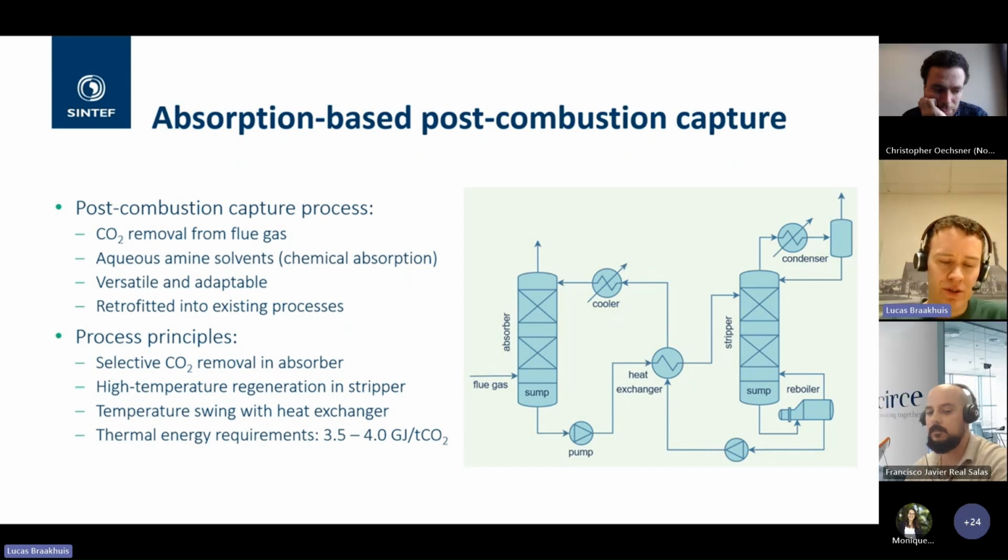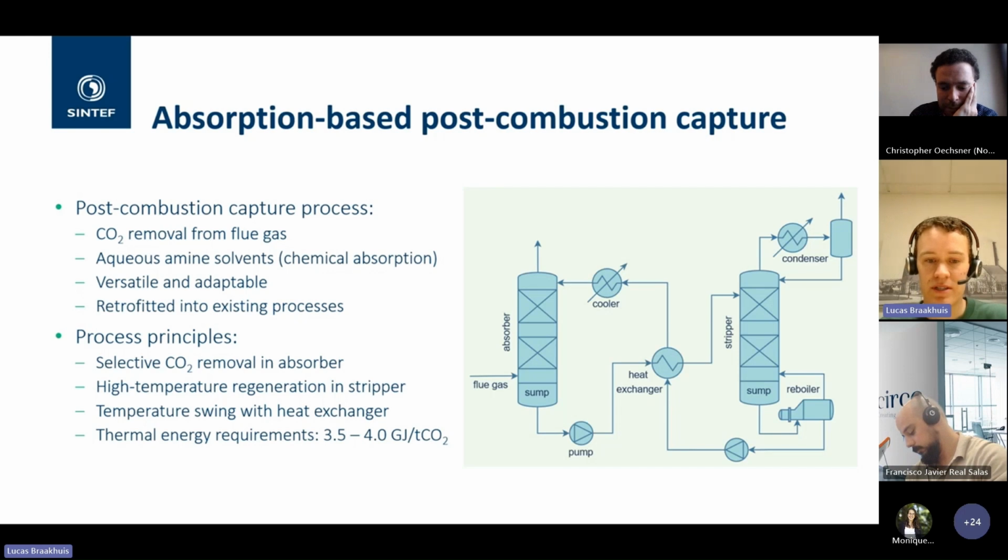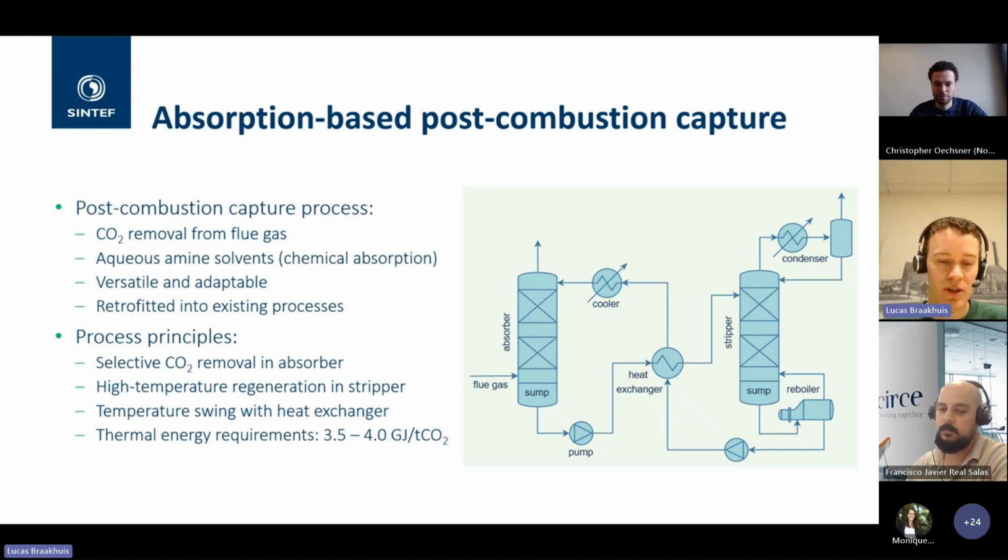Also, as Guillermo already mentioned, maybe the largest disadvantage of this process is the high thermal energy requirements. And those lie typically around 3.5 to 4 gigajoules per ton of CO2 captured. And that's for the base case using MEA as a solvent. There's been a lot of development into alternative solvents that show lower thermal energy requirements. But they bring other challenges to the process. Some of these I will go into detail more later as well in this presentation.